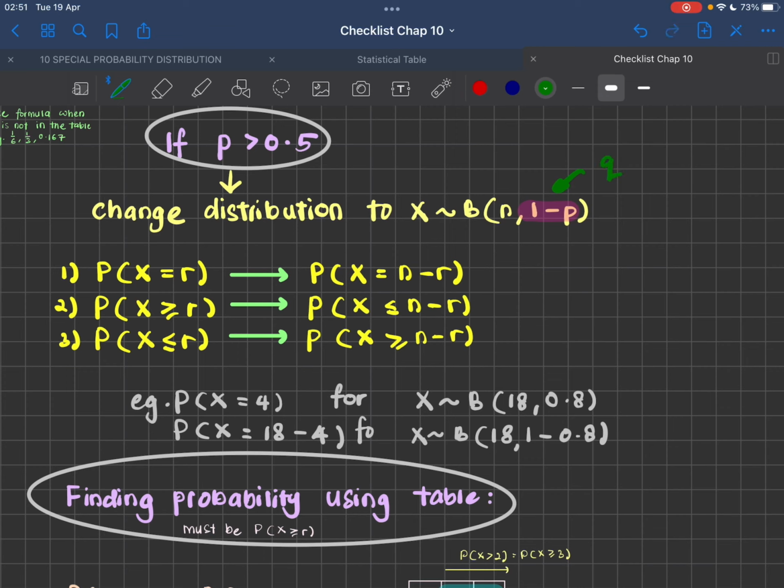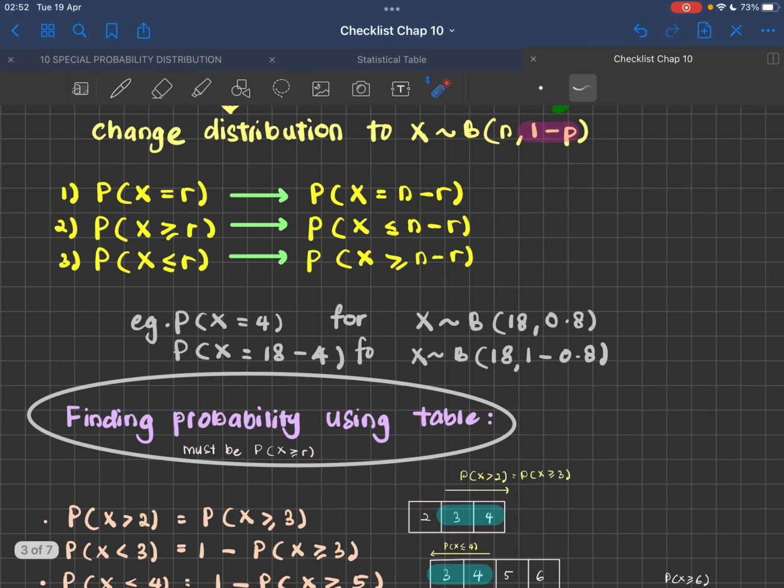Okay, so we have to change the distribution from success to failure. Not only the distribution, we also have to change the probability. So if the question asks you P(X = r), we have to change to X = n minus r. It's almost the same thing as the example for damage X that we did before.